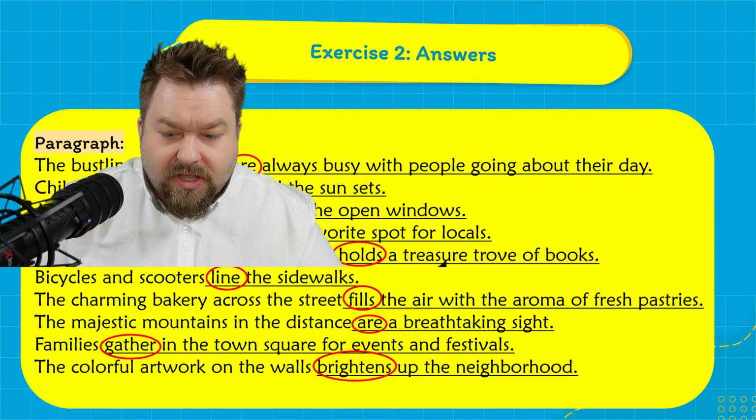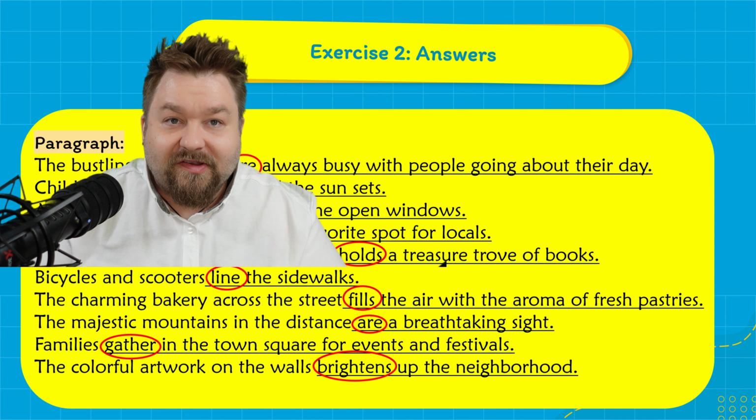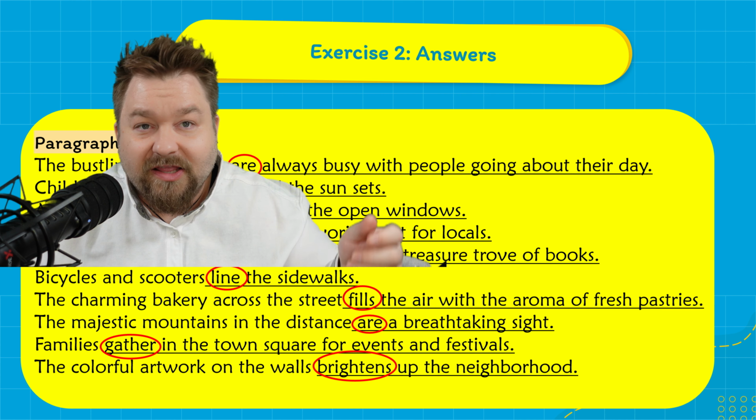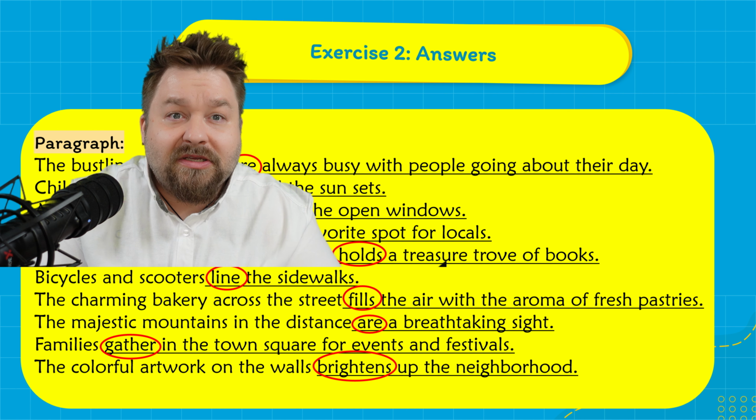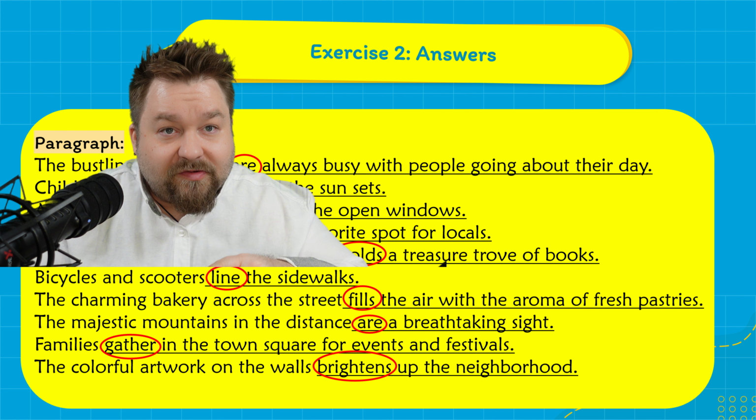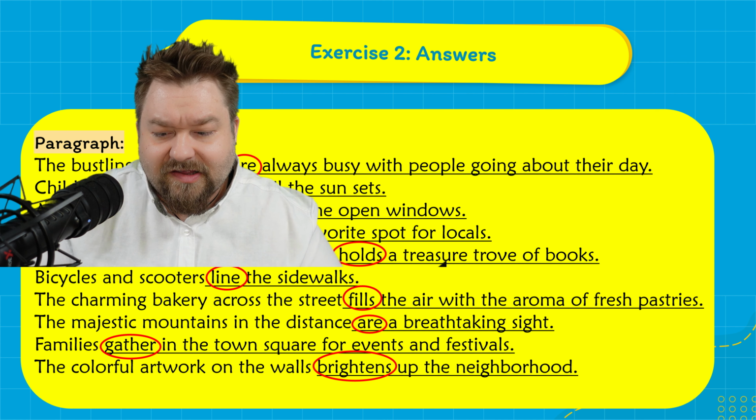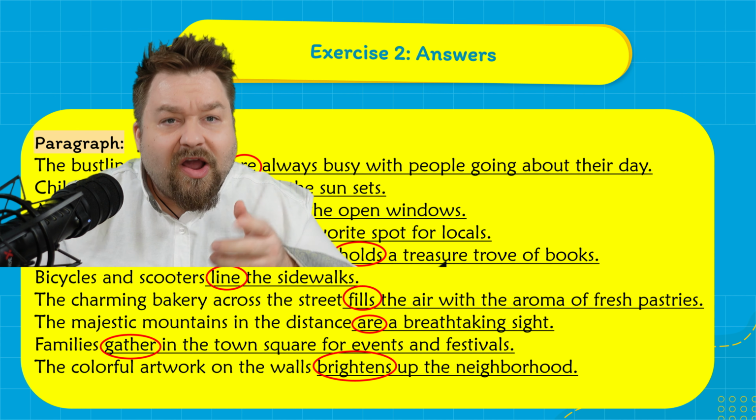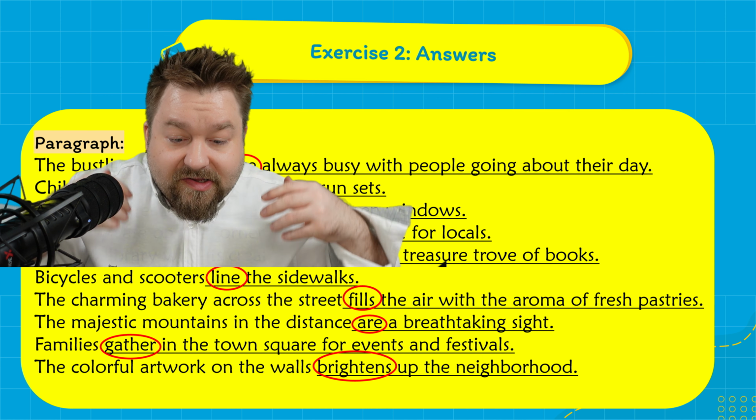Majestic mountains. I know what that's about. Mountains are something, right? They are beautiful. They are amazing. They are big and hard to climb. Are. Families. What do they do? Gather. Families gather. We're getting this. And artwork, that's our simple subject. What does it do? It brightens up that neighborhood. It brightens.